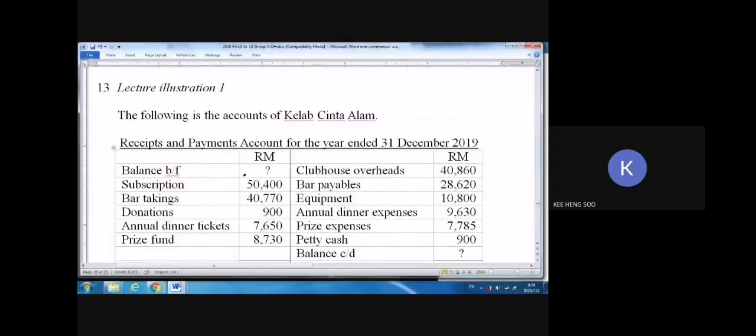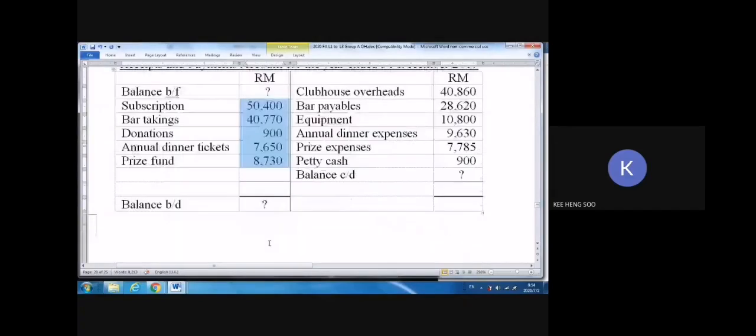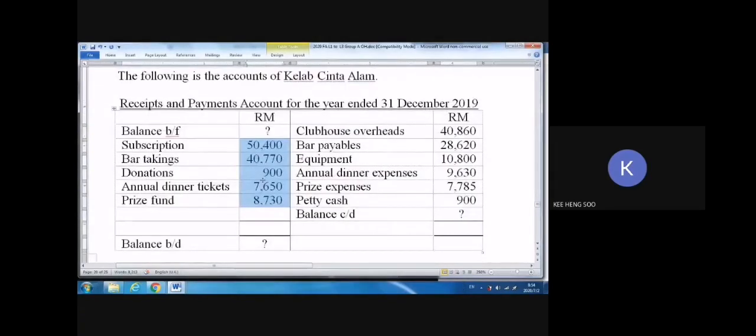So this Club Cinta Alam again, can you see that there's a question mark here? Before you take a short break, I want you to see, do you see your Club Cinta Alam, the first balance already has a question mark? This one, no doubt, is all your receipt. You receive money for subscription. I don't know, this subscription may be for last year, maybe for next year. Just one word, subscription.